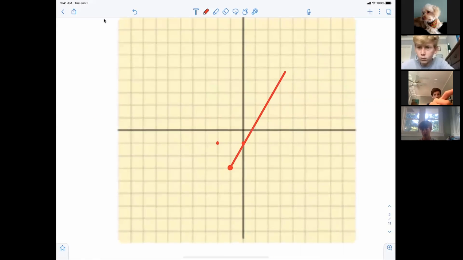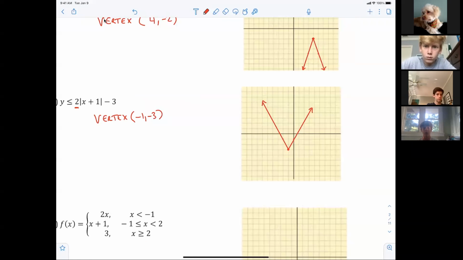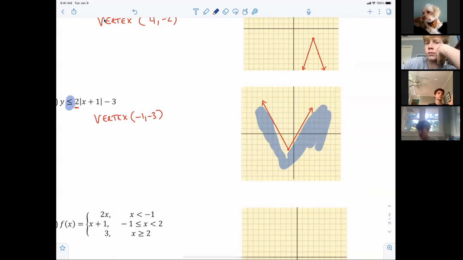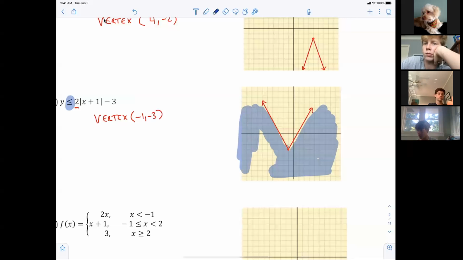So now we're going to draw the absolute value graph. And then here it says we're shading what? Less than, which means what? Yes, below the graph. All right, which is below the graph. Now, I realize that's not that hard, but even if you're uncertain, your calculator is powerful enough to show you.